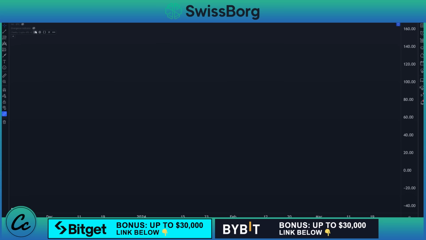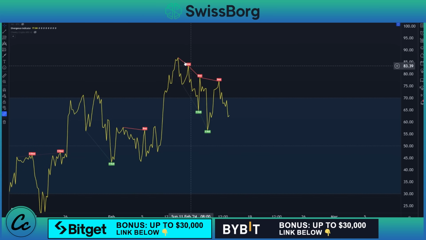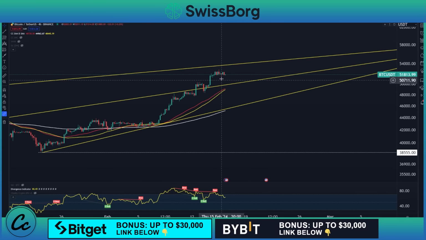But I do want to take the stochastics off and throw in the divergence indicator. Here we can see bearish divergence, 3 flags of bearish divergence, and 2 flags of bullish divergence on the 4-hour timeframe. Let's put that into context.